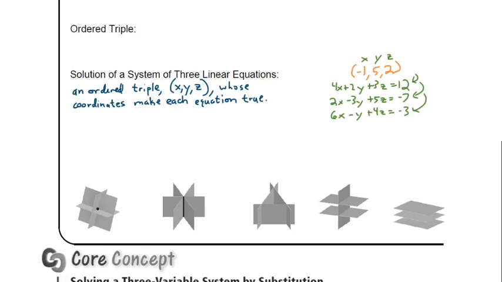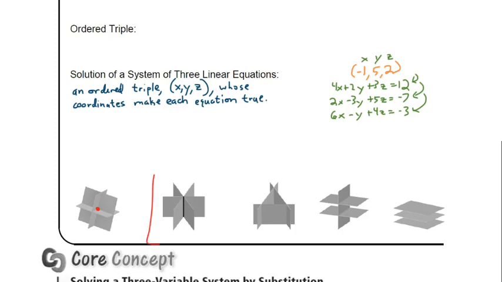Now, a single point is not the only possibility. When I have three planes that intersect like this one over here in the corner, or even if this one is a little slanted, they don't have to be perfect 90-degree angles. The idea is they only cross at one specific point. So this one only has one answer.